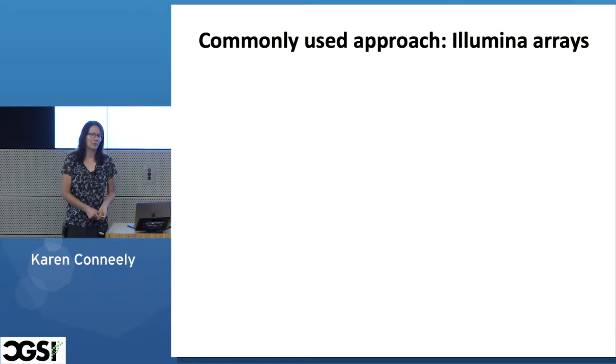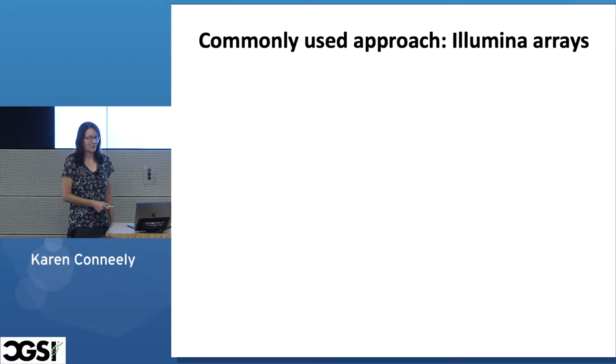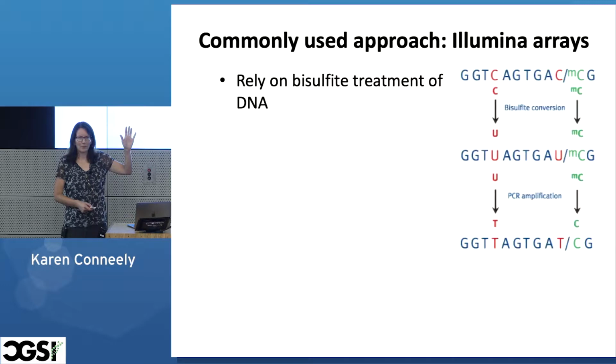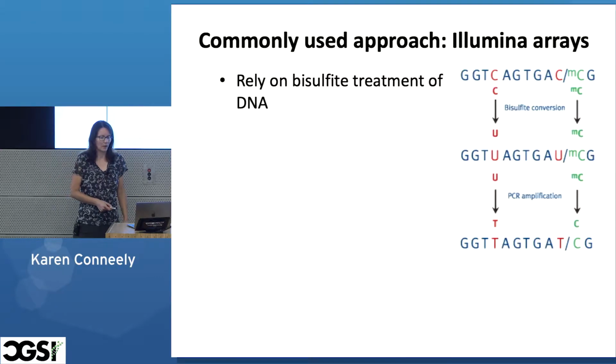Okay, so I'll go through several of these approaches and we'll talk about some of their strengths and weaknesses before moving on to just bisulfite sequencing. The most commonly used approach is these Illumina arrays. How many people in here have used those? Probably of the people who raised their hands for methylation, most of them have used these arrays. This is a very commonly used approach. I'll discuss the reasons why.